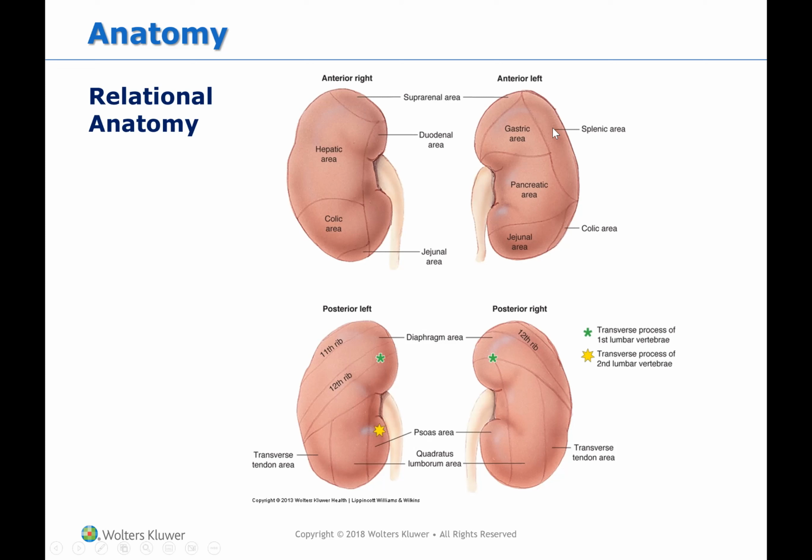On the left side, you're not going to see as much spleen as you would liver, but the splenic area of the left side, they're pretty close, but not as much as the right.